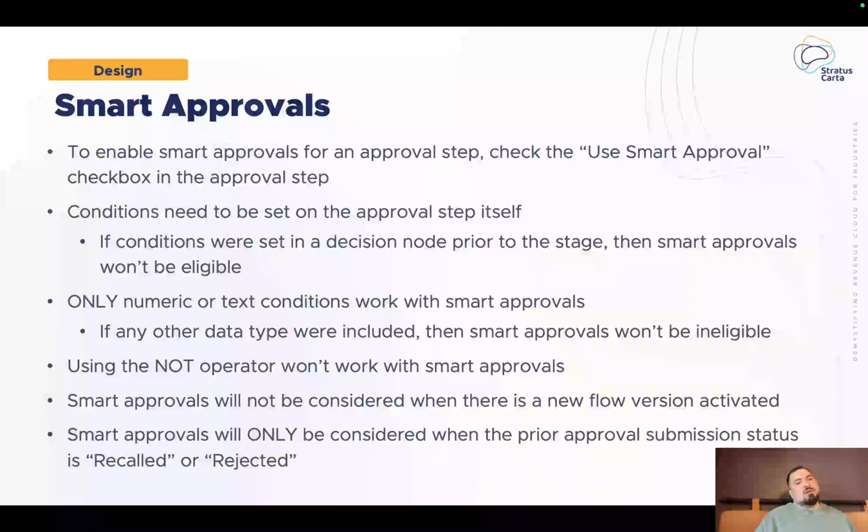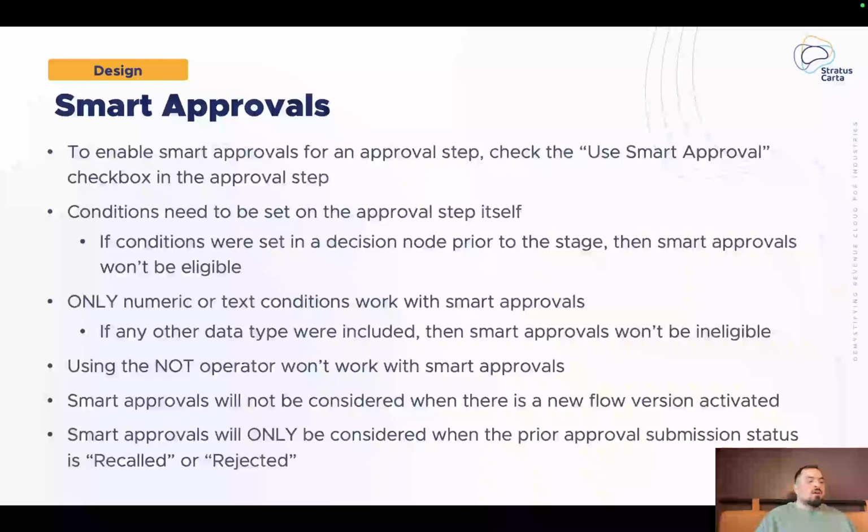Now, within the other capability about smart approvals, some of the considerations that you need to be aware of are, for smart approvals to work, your conditions should only live within the step as well. So any conditions that you're using within the decision while designing the flow cannot be leveraged with smart approvals. Anything that smart approval needs to leverage should live within the approval step. Only numeric or text conditions work with smart approvals, so any other data type is not going to work. Using the not operator also doesn't work with smart approvals as of today.